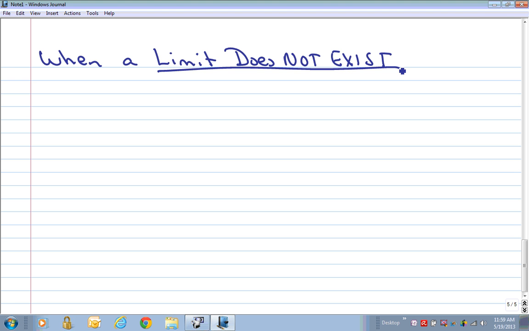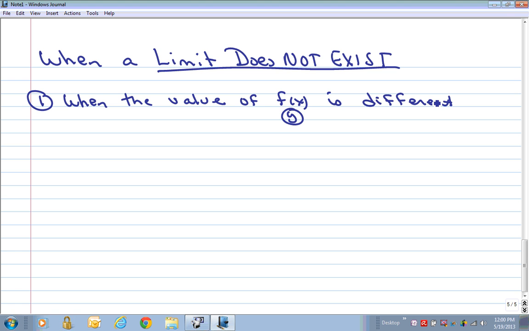There are 3 very specific times when a limit does not exist. Let's look at the first one, number 1. I would take these notes, so if you need to pause and write this down, I would do that. This is when the value of f of x, or you can say the y value, is different as you approach from the right versus the left.